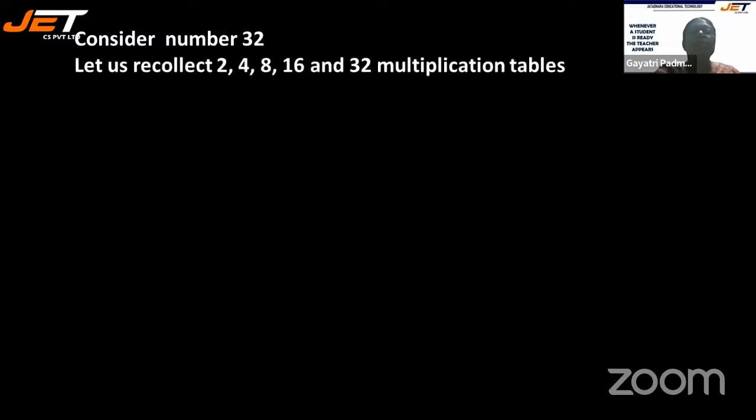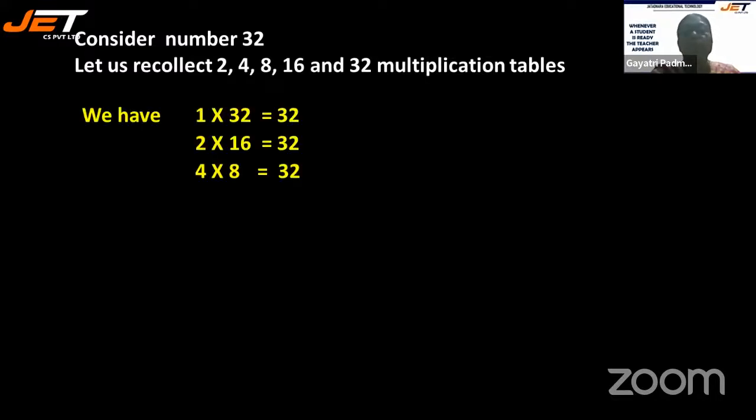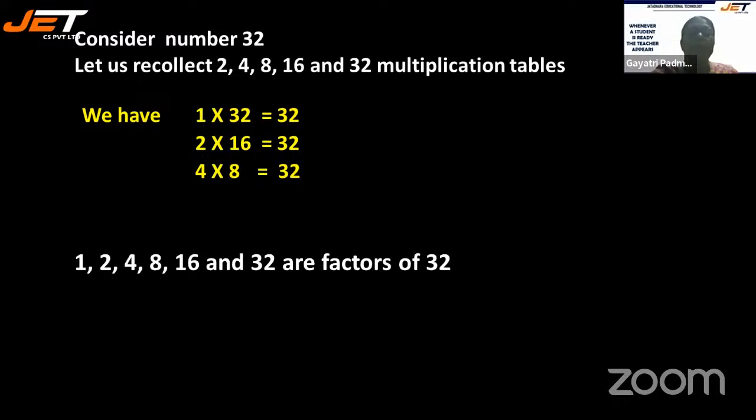Now let us consider the number 32. Let us recollect the 2, 4, 8, 16 and 32 multiplication tables. So 1 32s are 32, 2 16s are 32, 4 8s are 32. Therefore, 1, 2, 4, 8, 16 and 32 are the factors of 32.